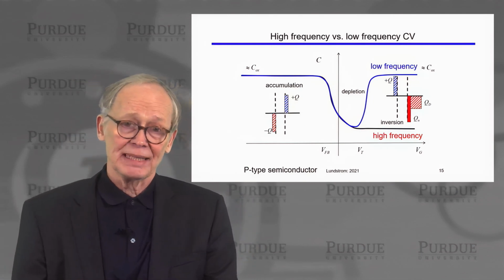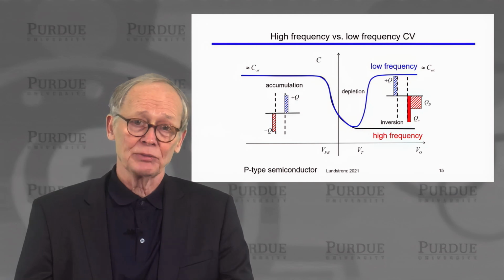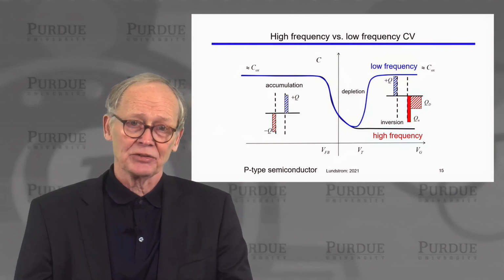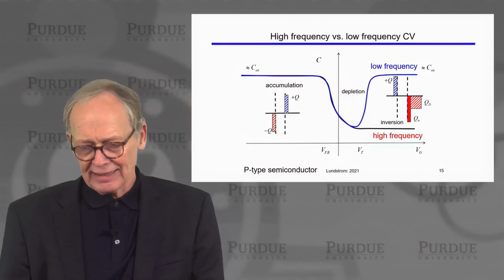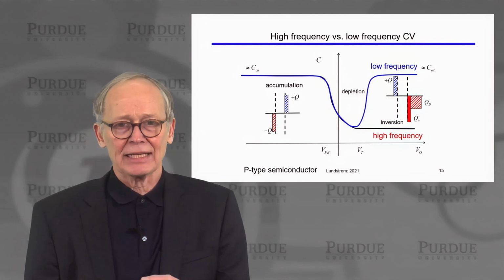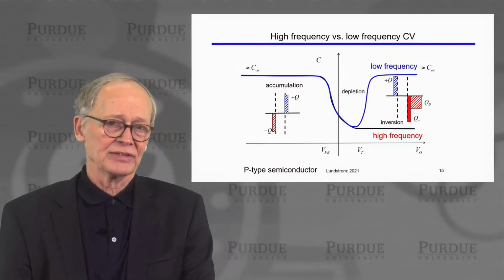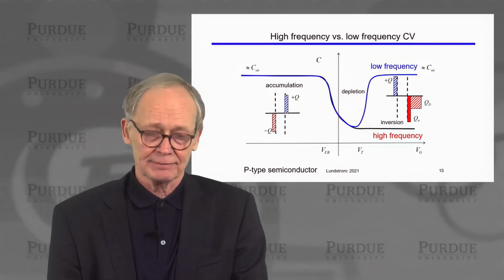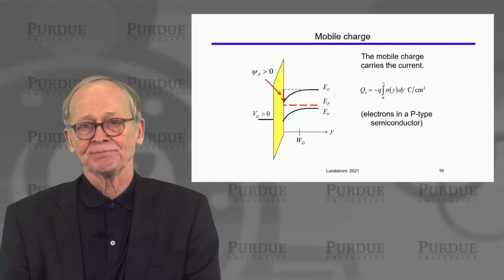If we were to measure this capacitance in a MOSFET, we would measure the low frequency capacitance, because the source and the drain provide sources of electrons that can quickly go in and out and follow these AC signals, even at high frequencies.